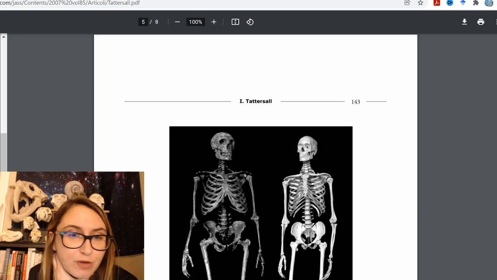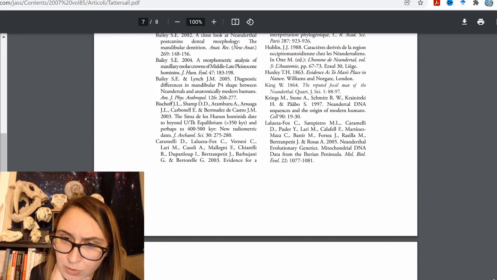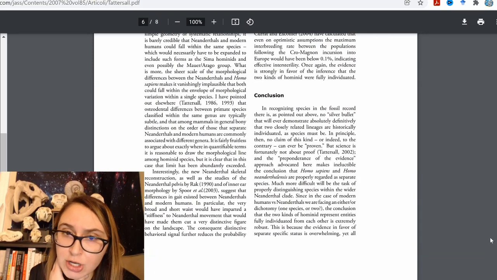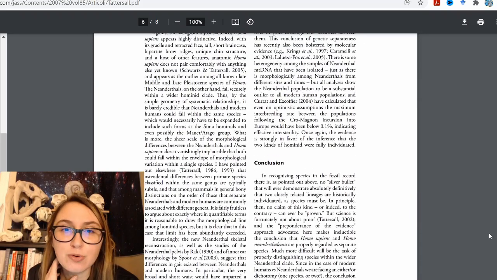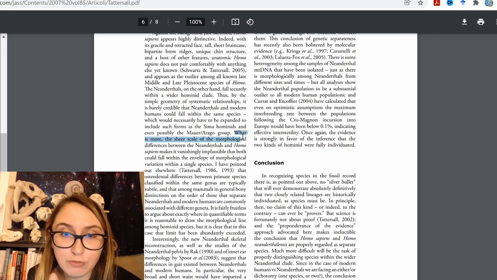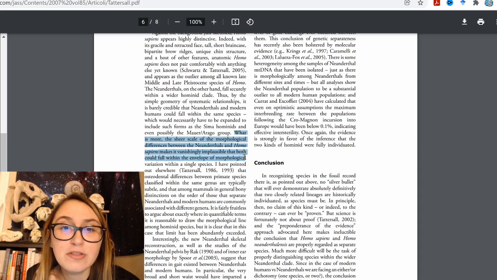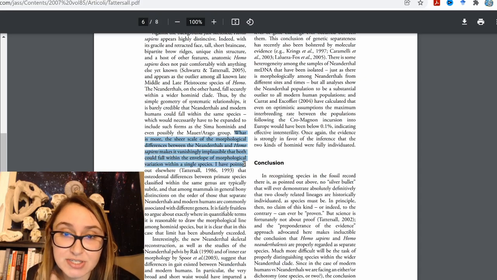I want to finish the morphology stuff with the Ian Tattersall paper from earlier, and I want to finish down here by the conclusion with this morphology. First, he notes, what is more, the sheer scale of the morphological differences between Neanderthals and Homo sapiens makes it vanishingly implausible that both could fall within the envelope of morphological variation within a single species.